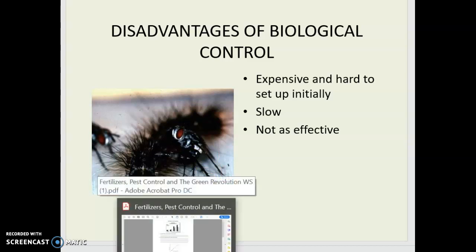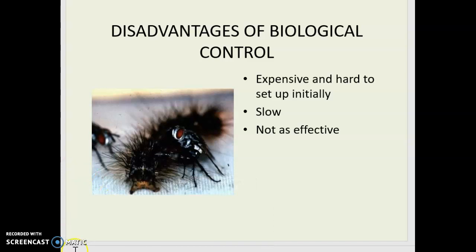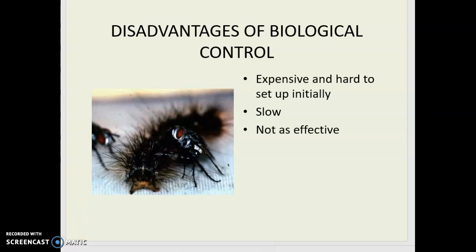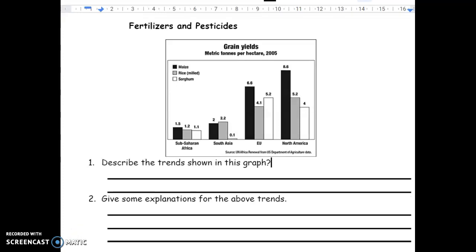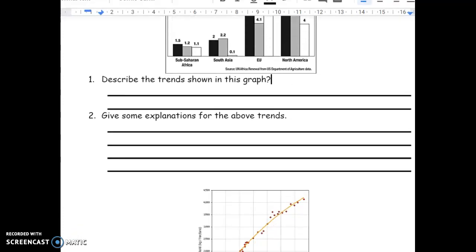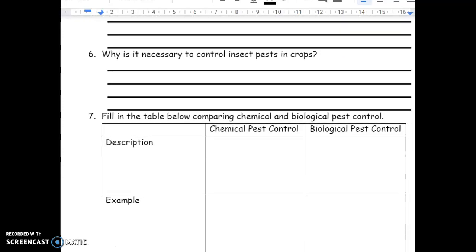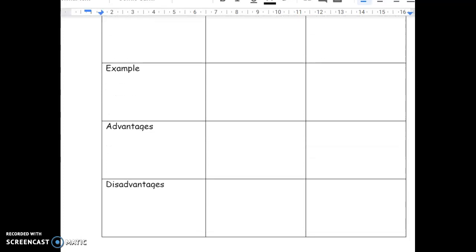What I want you guys to do today is within Google Classroom, I have put this document here, which is called Fertilizers, Pest Control and the Green Revolution. You've got the same graph that we spoke about at the beginning. I was just wanting you to talk about the trends in there. What's the difference between them? Obviously, you will get questions about graphs on your exam paper. Make sure you can answer all these questions. Find out the difference between chemical pest control and biological pest control.